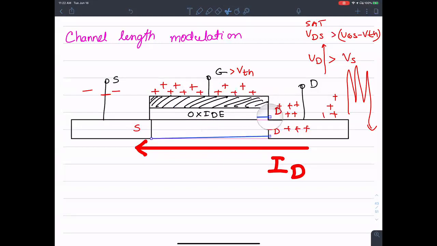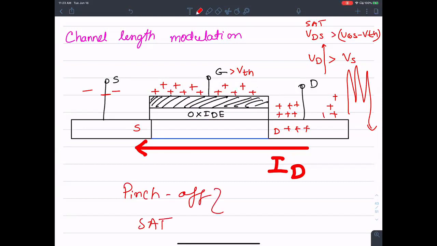So as I keep increasing the drain voltage, the channel is going to become tapered, and it also begins to move closer towards the source. So this idea of moving the pinch off point closer and away from the source, that's called channel length modulation. Pinch off happens in saturation region where VDS is large. Pinch off happens as a function of VDS. That's called the idea of channel length modulation.